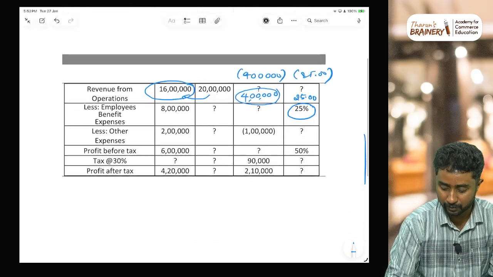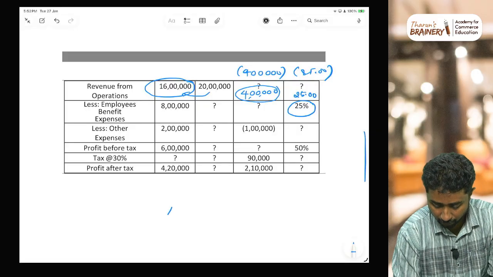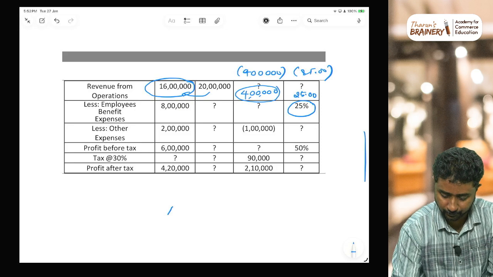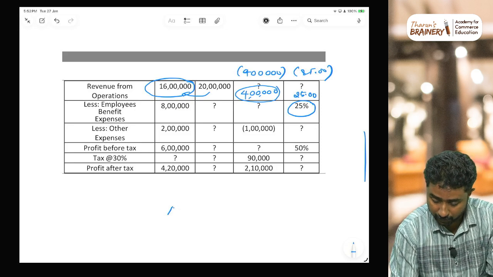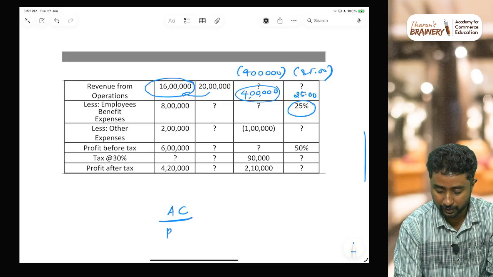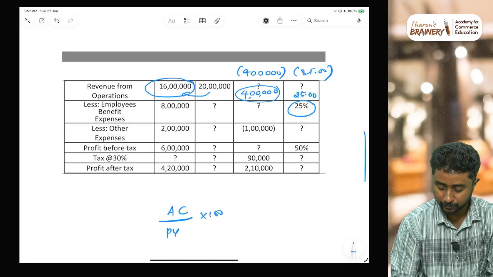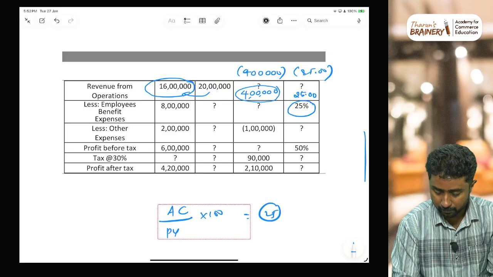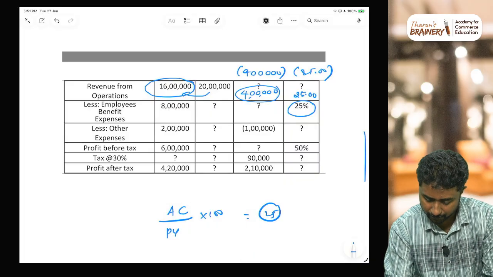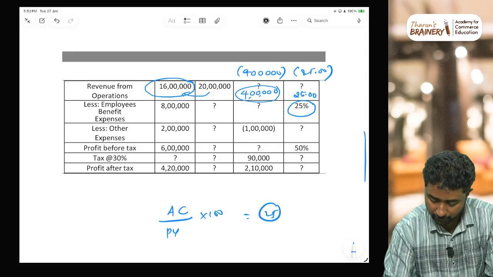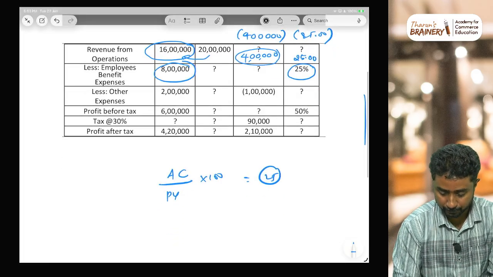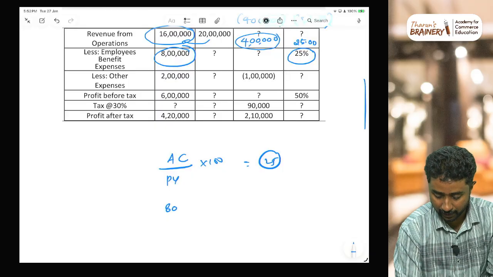Percentage change, what is the formula? Absolute change divided by previous year value into 100. Absolute change we don't know, previous value we already know, that is 8 lakhs.